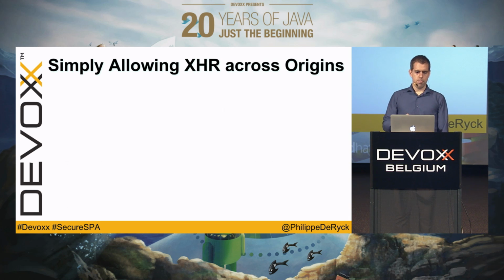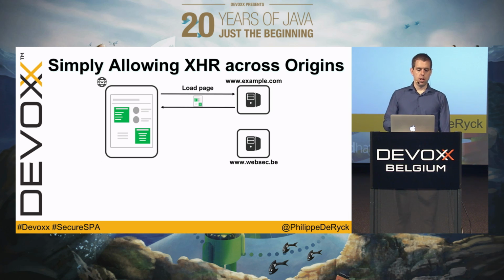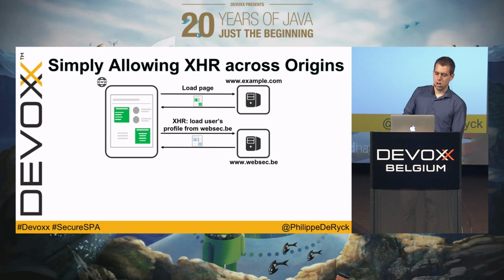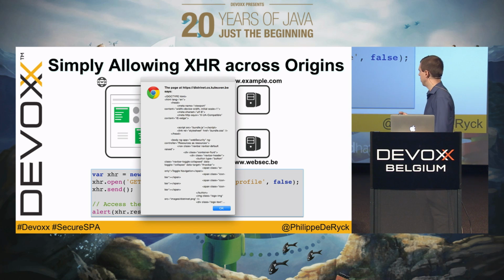So let's see why. What if we simply allowed XHR across origins? Again, we have our browser, we have our servers, we load this page, and we XHR the user's profile from websec.be. The JavaScript code to do this looks like this, very straightforward. XHR request, get the URL, and you get the response text in return. If you alert this, it looks like this. This looks fine, right? What could possibly be wrong with this?